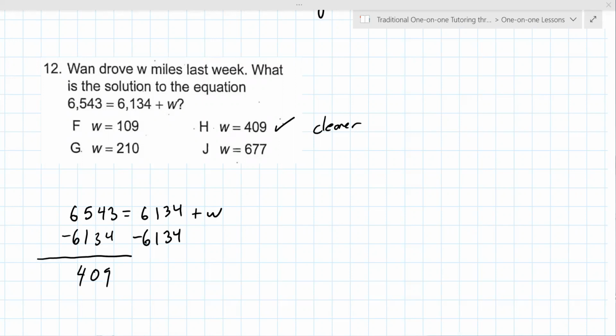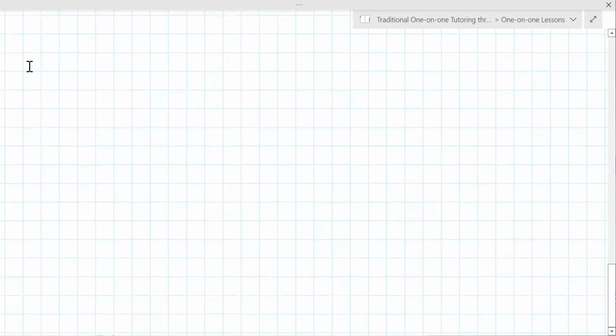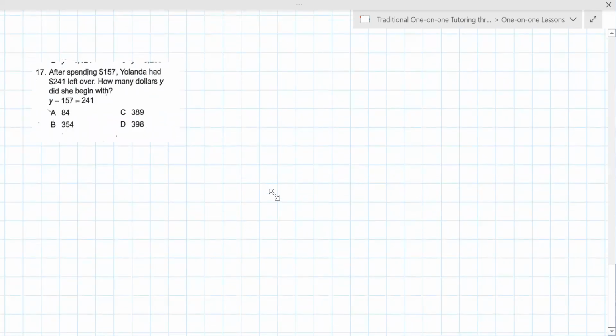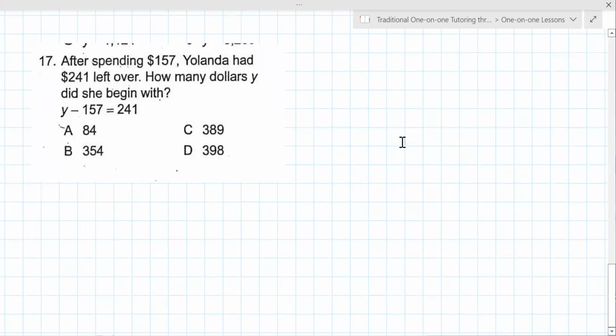Can you read that out loud for us? I'll snip it in here shortly. Okay, 17. After spending $157, Yolanda had $241 left over. How many dollars did she begin with?